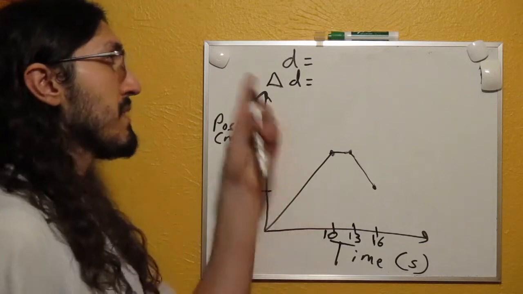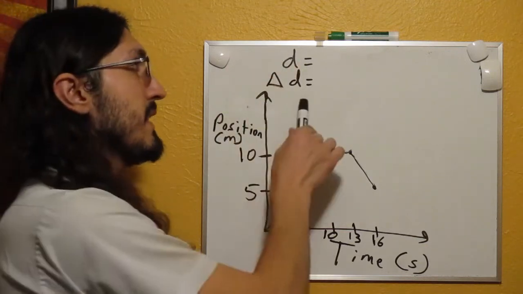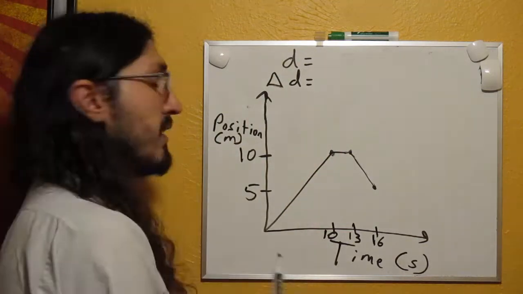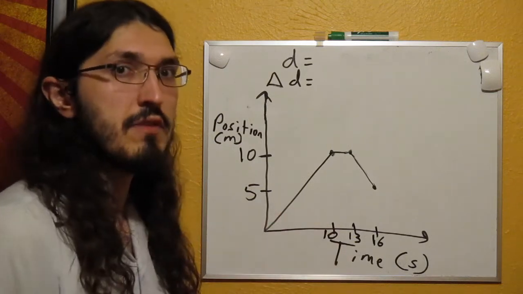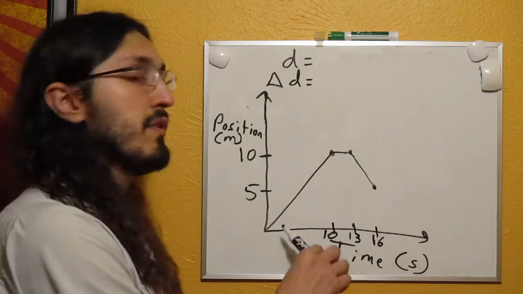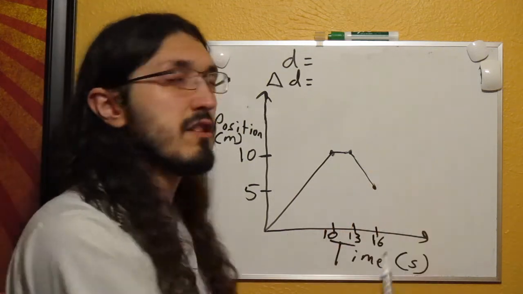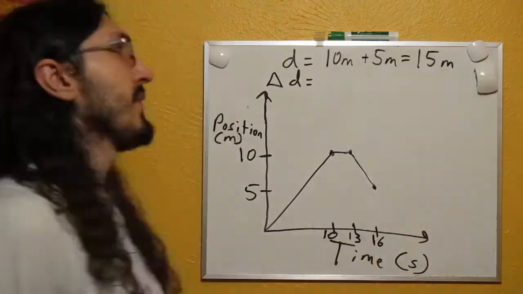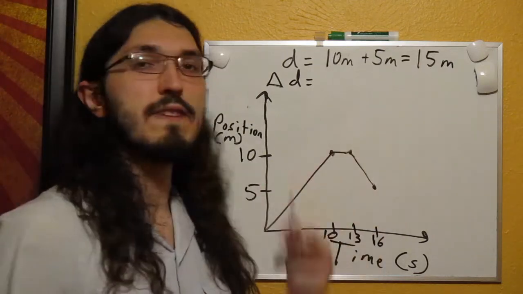Okay, distance I'm going to represent with just a d, and displacement I'm going to represent with a delta d. For distance, I know it's just the total distance traveled, so I'm just going to add up how far that student had moved. I know he moved 10 meters forward and then 5 meters backward, so I just add those two numbers. 10 meters plus 5 meters, of course, is 15 meters.